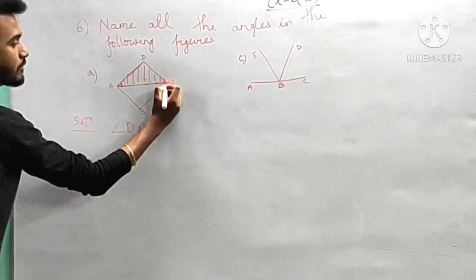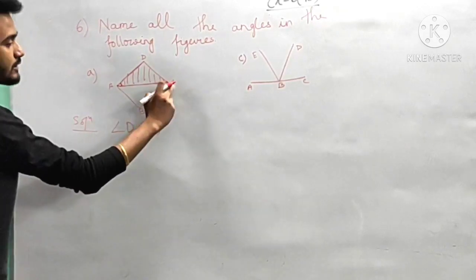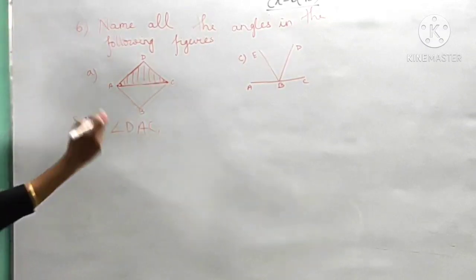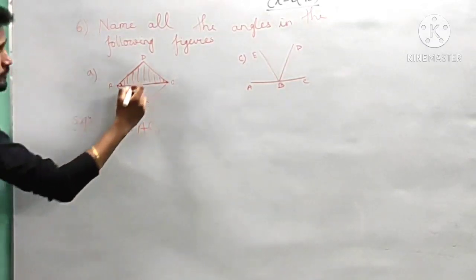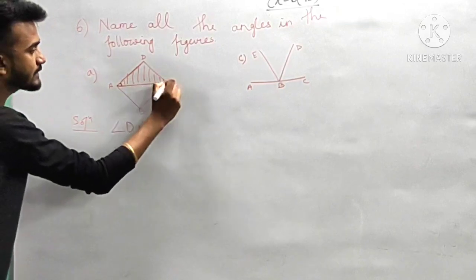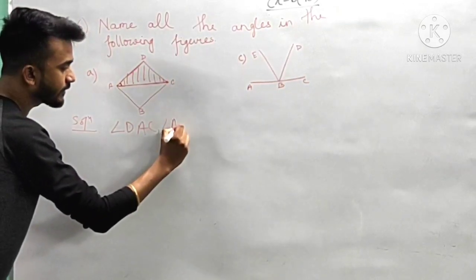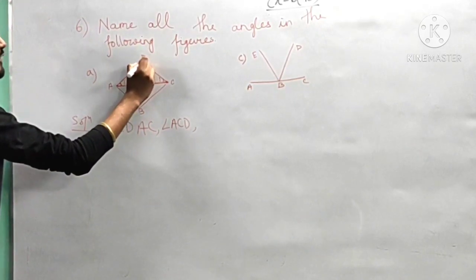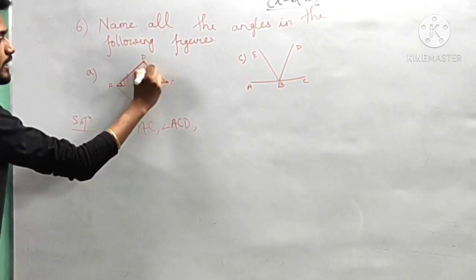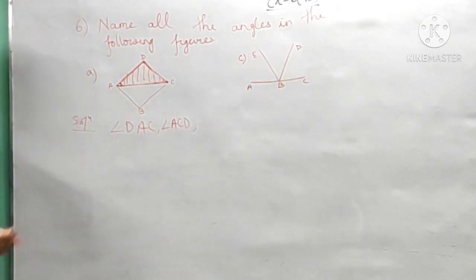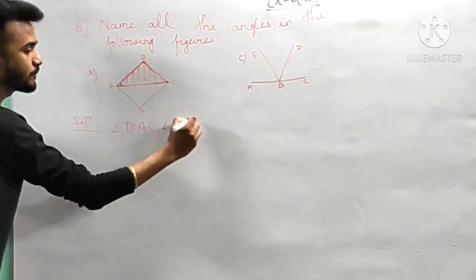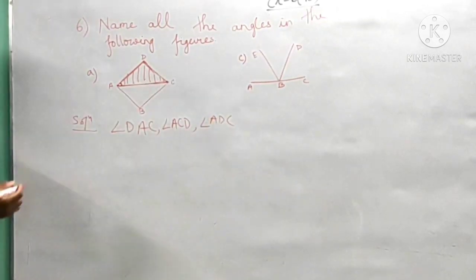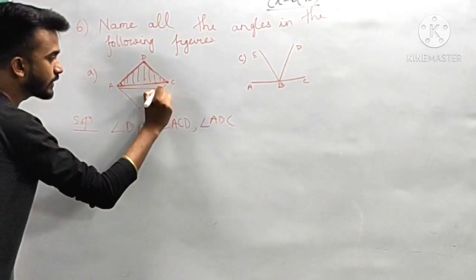Again, if I talk about this one, just see that C is the vertex and DC and AC are the two common arms here. So ACD is another angle. Now what about this one, D? D also has two arms, and it is also a vertex. So it can be said as ADC is another angle. We have done that. Now we are going to do the same thing in the next triangle.